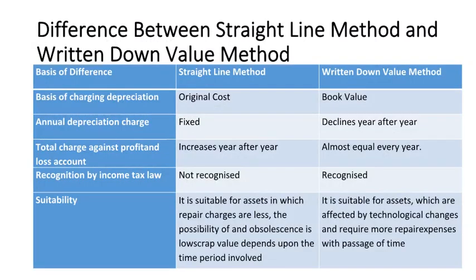Let's compare these two methods. Basis of difference: straight line method, written down value method. Basis of charging depreciation: original cost, book value. Annual depreciation charge: fixed, declines year after year. Total charge against profit and loss account: almost equal every year, increases year after year. Recognition by income tax law: not recognized, recognized. Suitability: suitable for assets with low repair charges, low obsolescence possibility, and scrap value dependent on time; suitable for assets affected by technological changes and requiring more repair expenses over time.